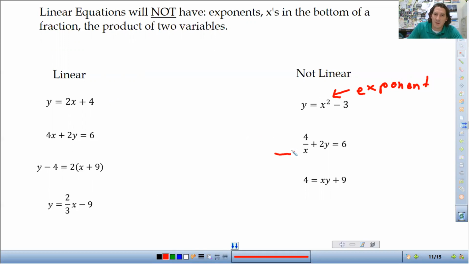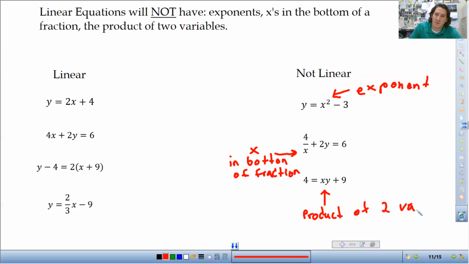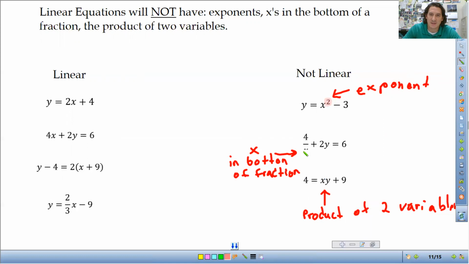This one here, the x is in the bottom. So not linear. And then this last one, this is the problem. This is the product of two variables. So when we see these things, again, exponents, x in the bottom, or the product of two variables, that tells us it's not linear. So all these over here are linear.